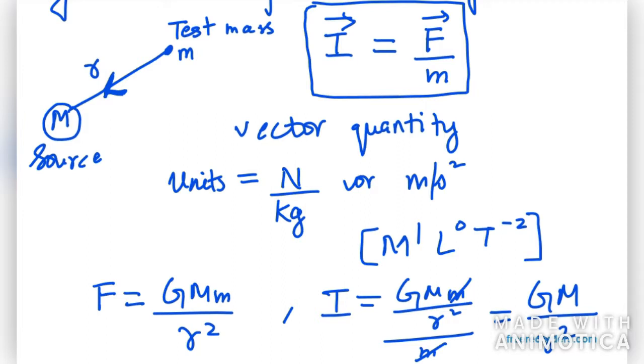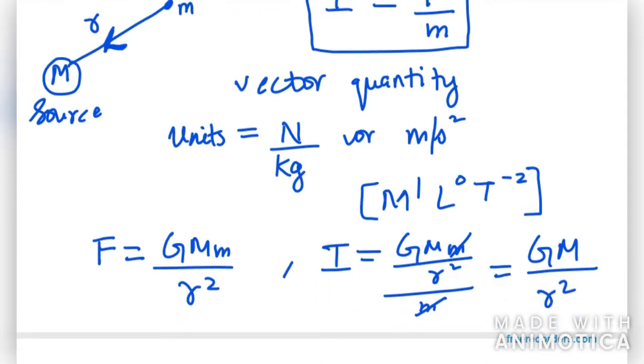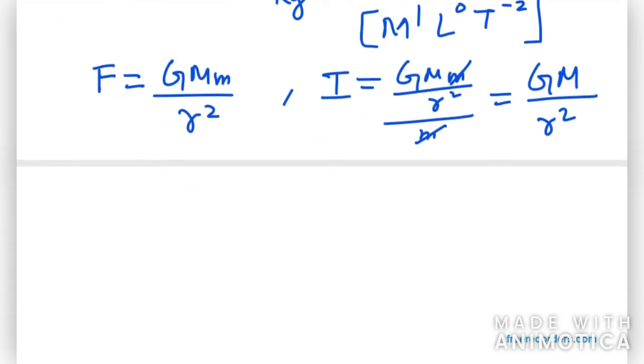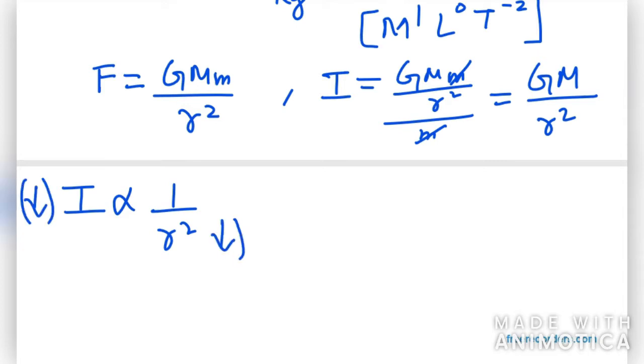Now suppose the distance r of the test mass from the point mass increases, then the intensity of the gravitational field decreases. As you can see, I is inversely proportional to r square, that is 1 by r square. So if you increase the value of r, we have lesser gravitational field intensity. This is the second part.